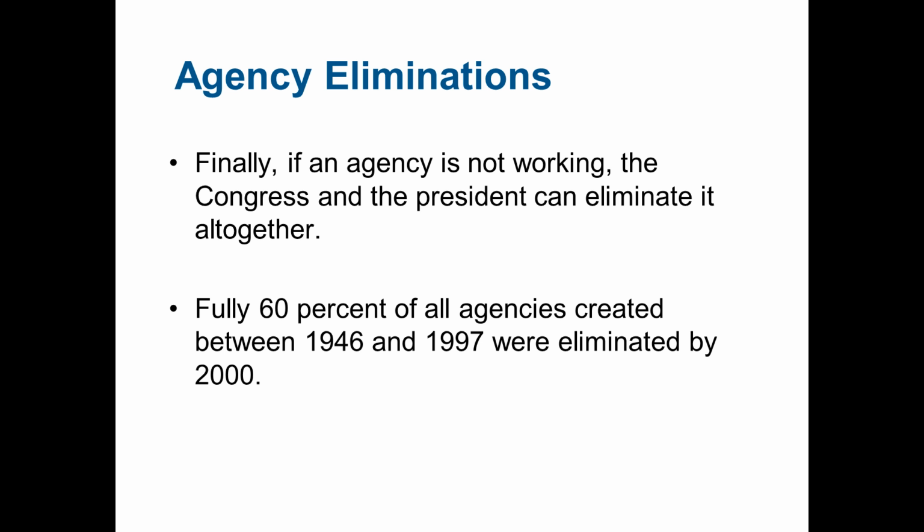Sometimes, though, agencies can just be eliminated because they're not working out, and the president or Congress wants to try putting responsibility for this policy domain somewhere else in the executive branch. In fact, when you look at the numbers, about 60% of all agencies created between 1946 and 97 end up eliminated by 2000. Probably most of these are, like I said, due to natural causes, death by either eliminated redundancy or the policy area is no longer relevant.